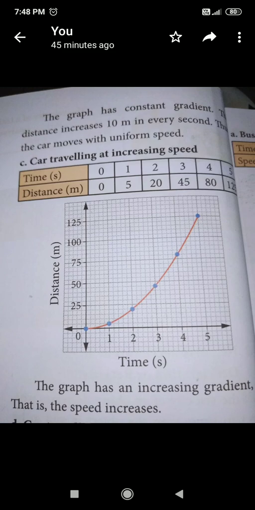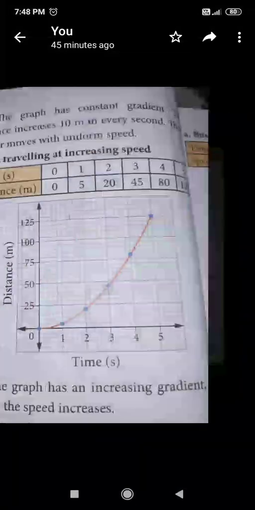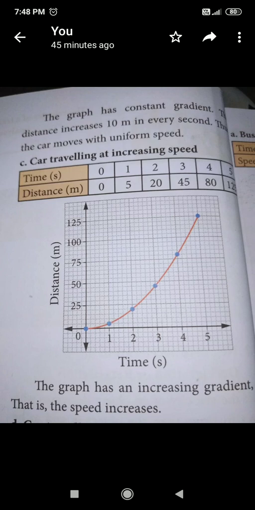Then next one, the car traveling at increasing speed. See, first one uniform speed, next one increasing speed. How much? First one 0 0, 1 5, 2 20. It is going on increasing. Okay, அப்படியே கொஞ்சம் கொஞ்சமாக அதிகரிக்குது.